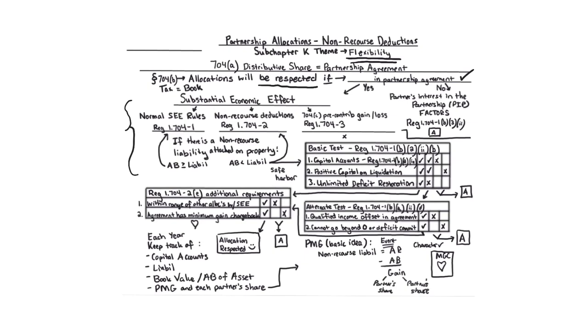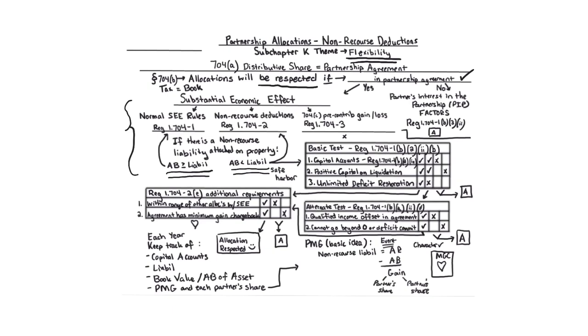We look at the adjusted basis of the property that has a non-recourse liability, and we then compare to the amount of the liability at the end of the year or during the year, because it could change during the year. If the adjusted basis is greater than or equal to the liability, we apply the normal substantial economic effect rules. If the adjusted basis is less than the liability at any point during the year, we have to apply the non-recourse deduction rules under Reg 1.704-2. So at some point during this problem, we're going to have both of these, because I want to illustrate that.